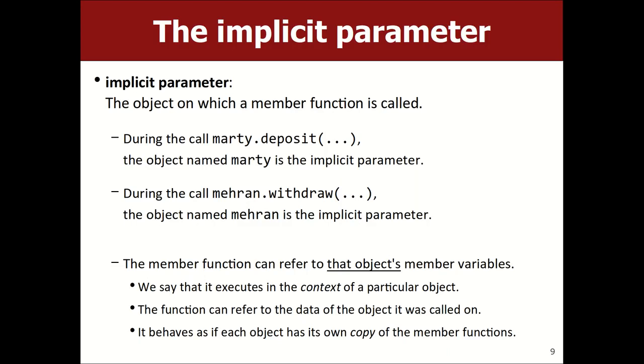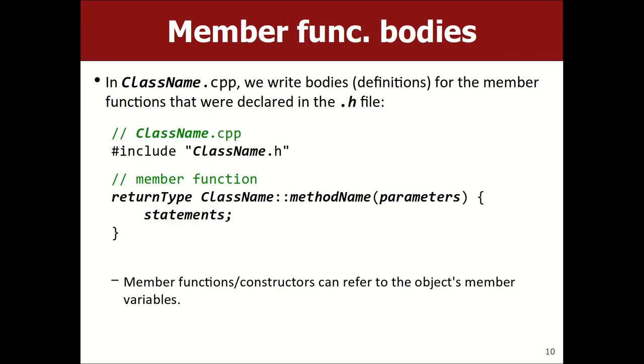When you're writing the code for these methods, you can refer to the data of the object that your code was called on. And we sometimes call that concept the implicit parameter. I'll show you that in a minute. I told you that we had the H file with the semicolons, and we have the CPP file that actually writes the bodies with the curly braces. So the syntax for that is you write a CPP file, you include your own H file so that your CPP code knows what the class is and so on. And then you write the bodies of the methods.